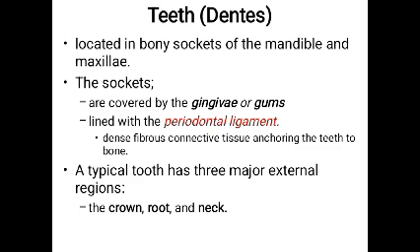Teeth, or dentes, are located in bony sockets of the mandible and the maxilla. The sockets are covered by the gingiva or gums, lined with the periodontal ligament, dense fibrous connective tissue anchoring the teeth to bone. A typical tooth has three major external regions. These are the crown, root, and the neck.